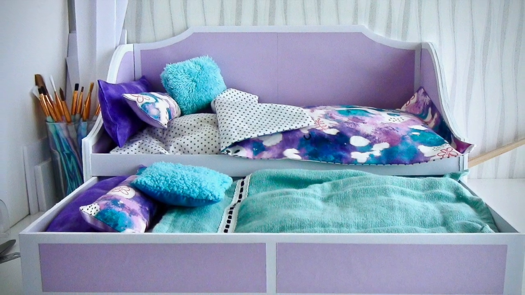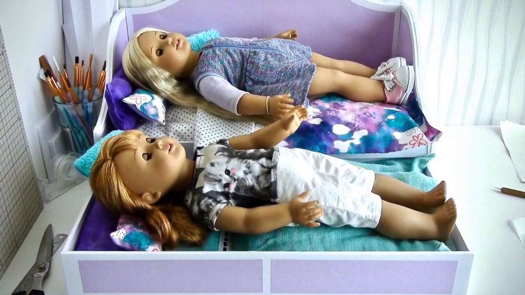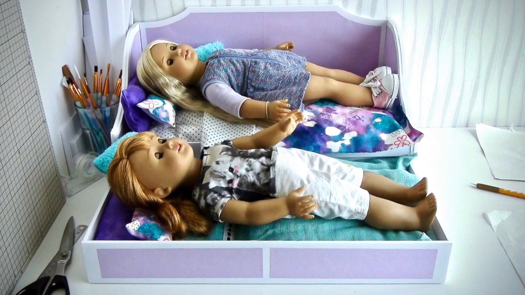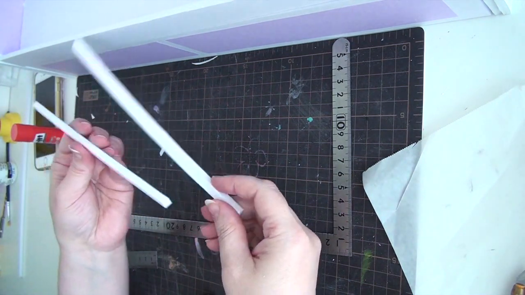Here you can see how the bed is looking without the upper part. It's a nice trundle bed. Just change the shape and colors. You can make different beds for your doll rooms. Now we can start with the upper part.